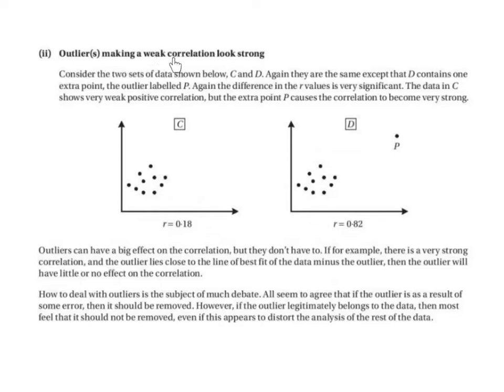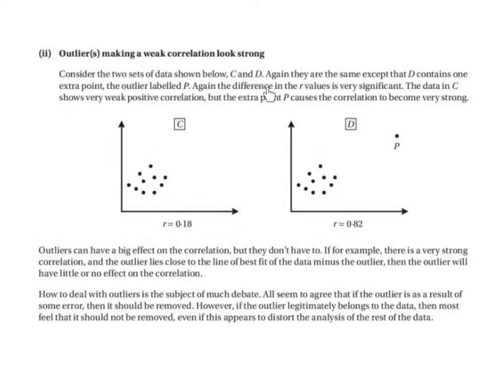Outliers making a weak correlation look strong. Consider the two sets of data shown below, C and D. So set C and set D. Again, they are the same except that D contains one extra point, the outlier labelled P. So we can see that these data values are in the exact same place for C and D, but set D has this outlier P.